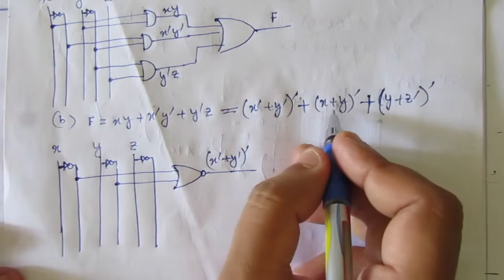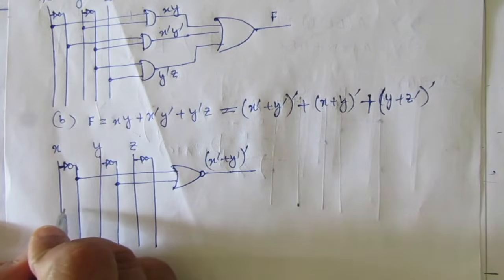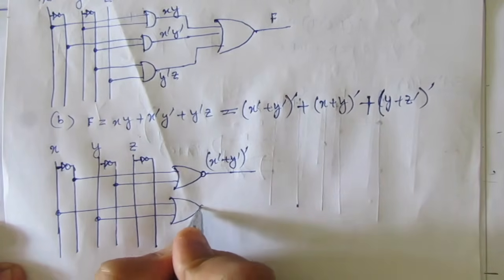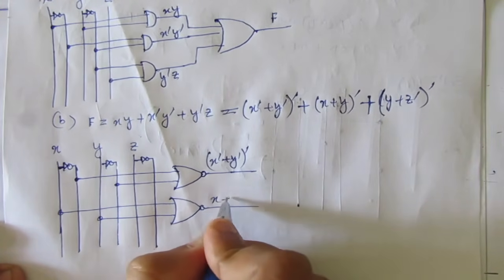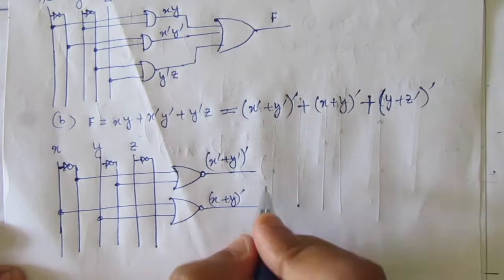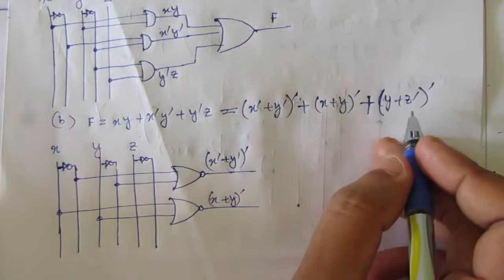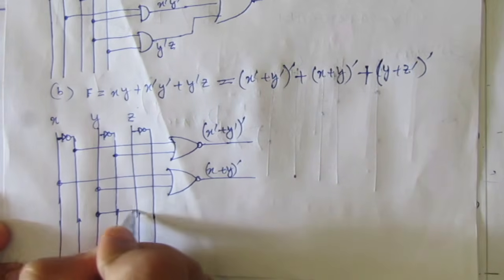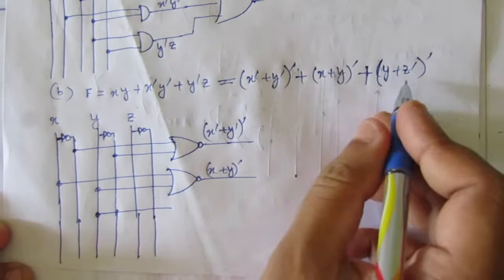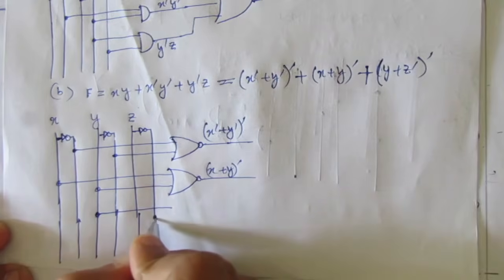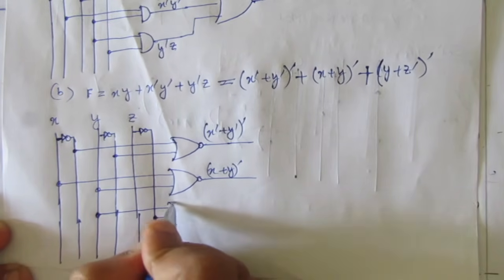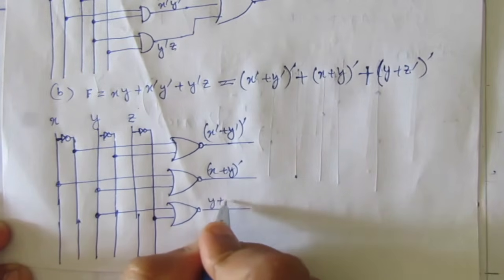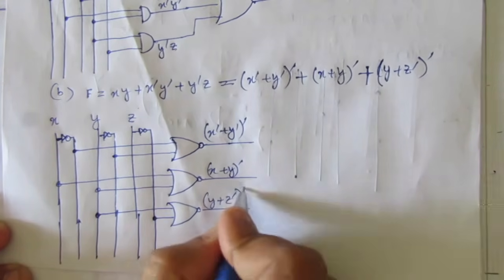Then we have x plus y whole bar. So we'll use a NOR gate here for x plus y whole bar. Then we have y plus z bar whole bar. Y is this line, so draw a line from here. Z bar is this one. Use another NOR gate here and we'll get y plus z bar whole bar.